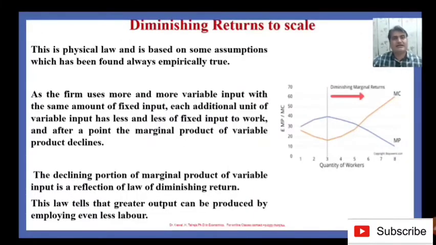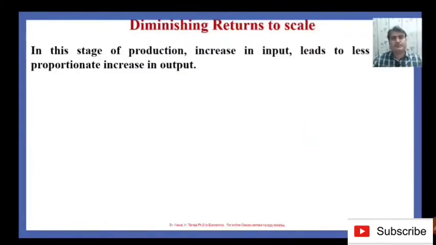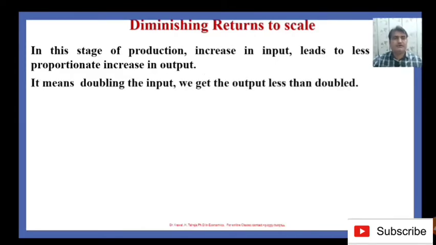So this tells that greater output can be produced by employing even less labor. In this stage of production, an increase in input leads to a less than proportionate increase in output. It means if we double the input, we get output less than doubled.